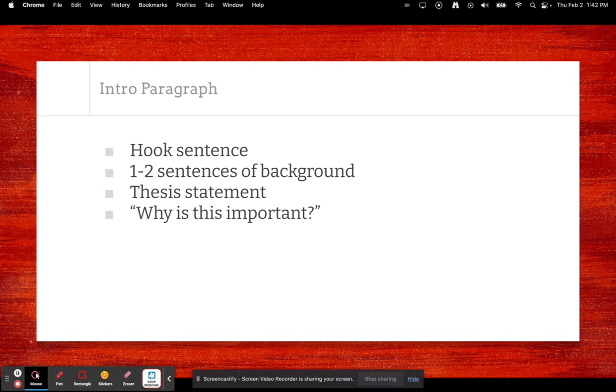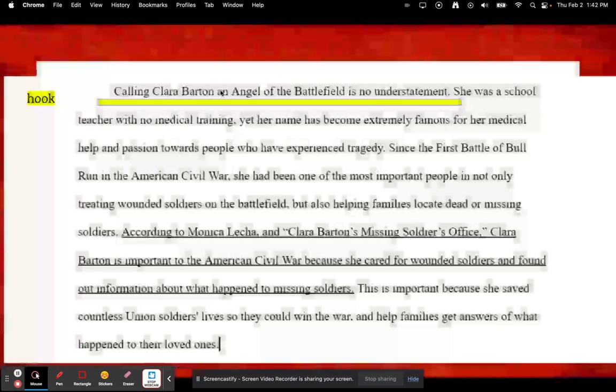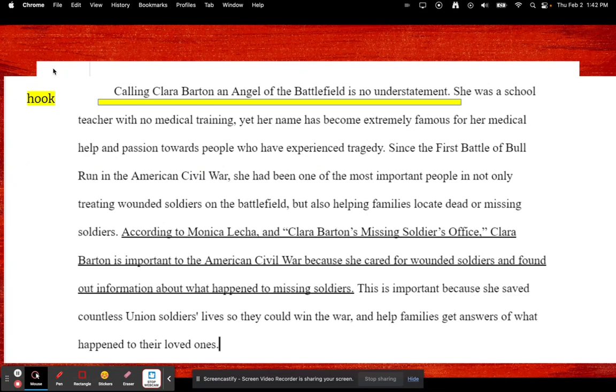Number 3 is the thesis statement, which is the most important thing. And 4 is, why is this important? So for the hook, you'll see throughout the slideshows that I did an example paper.